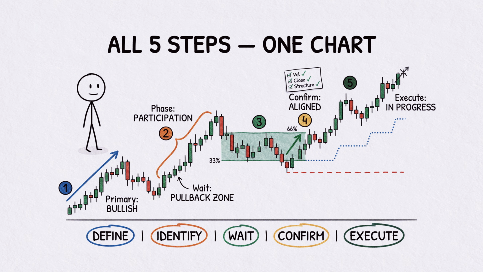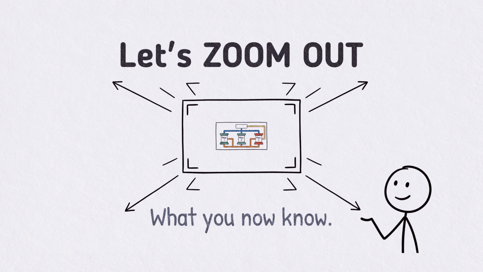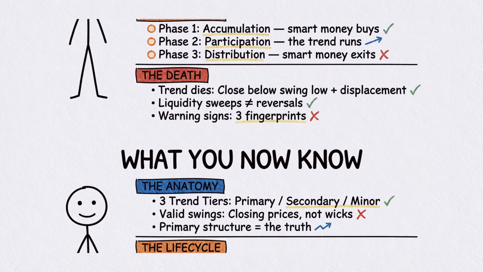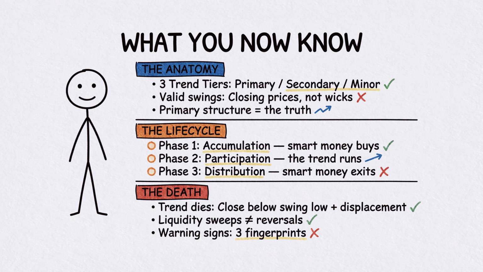That's the framework. Let's bring it all together. Let's zoom out and look at what you've just learned. 3 pillars: the anatomy, how to read market structure properly. The 3 tiers, valid swing points, closing prices over wicks, and why primary structure is all that matters. The life cycle, the 3 phases every trend moves through: accumulation, participation, distribution, where smart money buys, where the trend runs, and where it ends. The death, when and how a trend actually reverses.